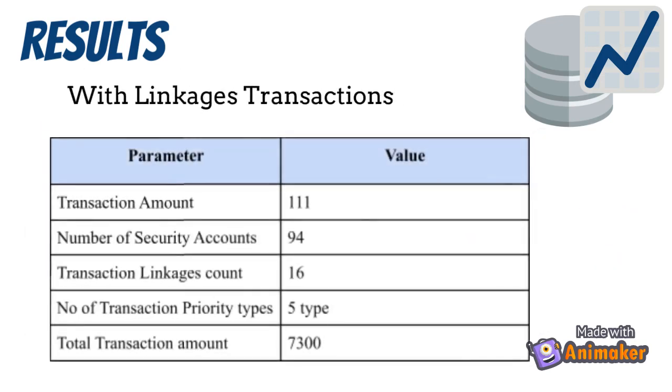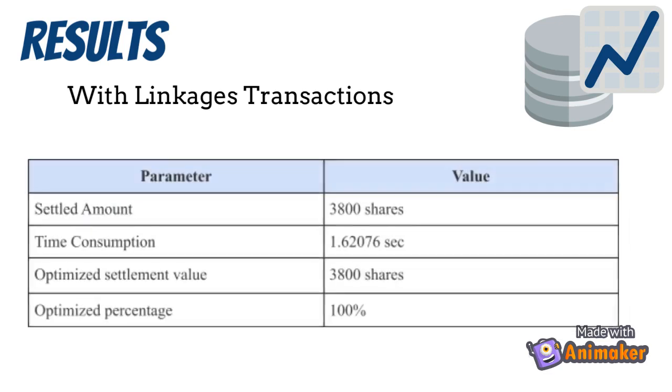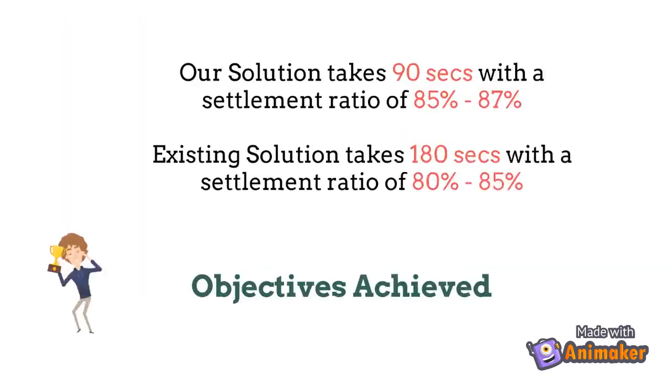Let's move into results for with linkages and dependencies transactions. These results cannot be compared with any existing solutions because it is a problem-specific scenario. Our implemented model is capable of achieving a 100% settlement rate for the tested datasets. However, in the real world, the scale of the input will be larger. So the settlement ratio can degrade eventually.